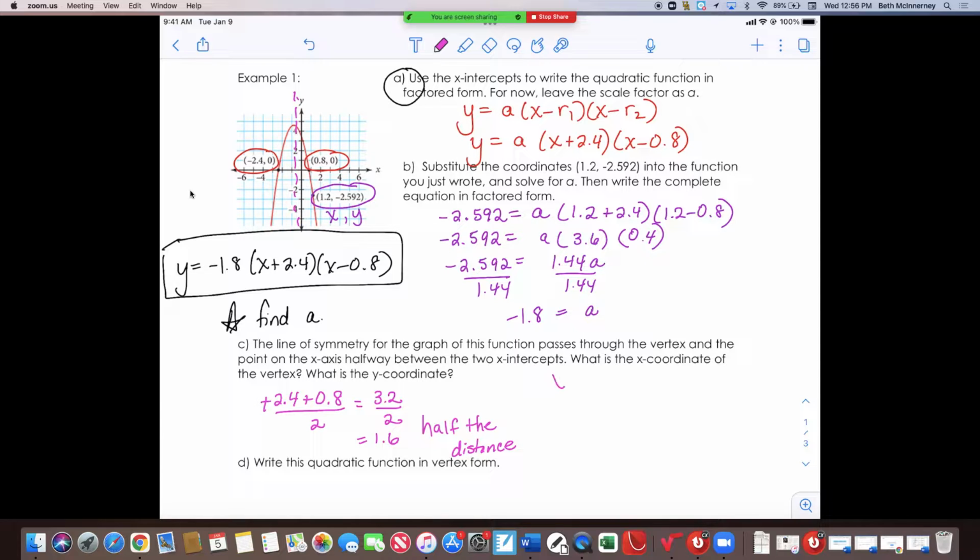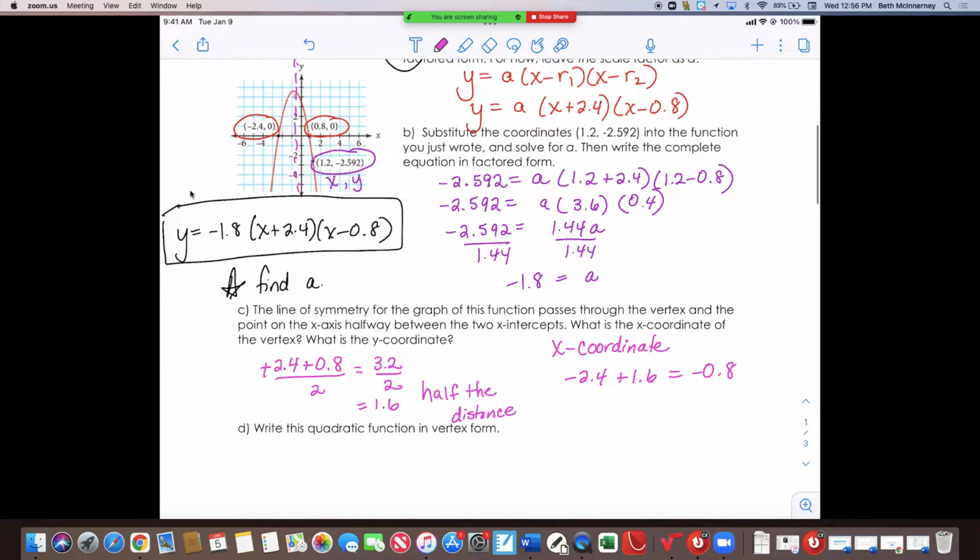So now, my x-coordinate is going to be negative 2.4 plus 1.6. Which is what? Negative 0.8. So this is the x-coordinate of the vertex.